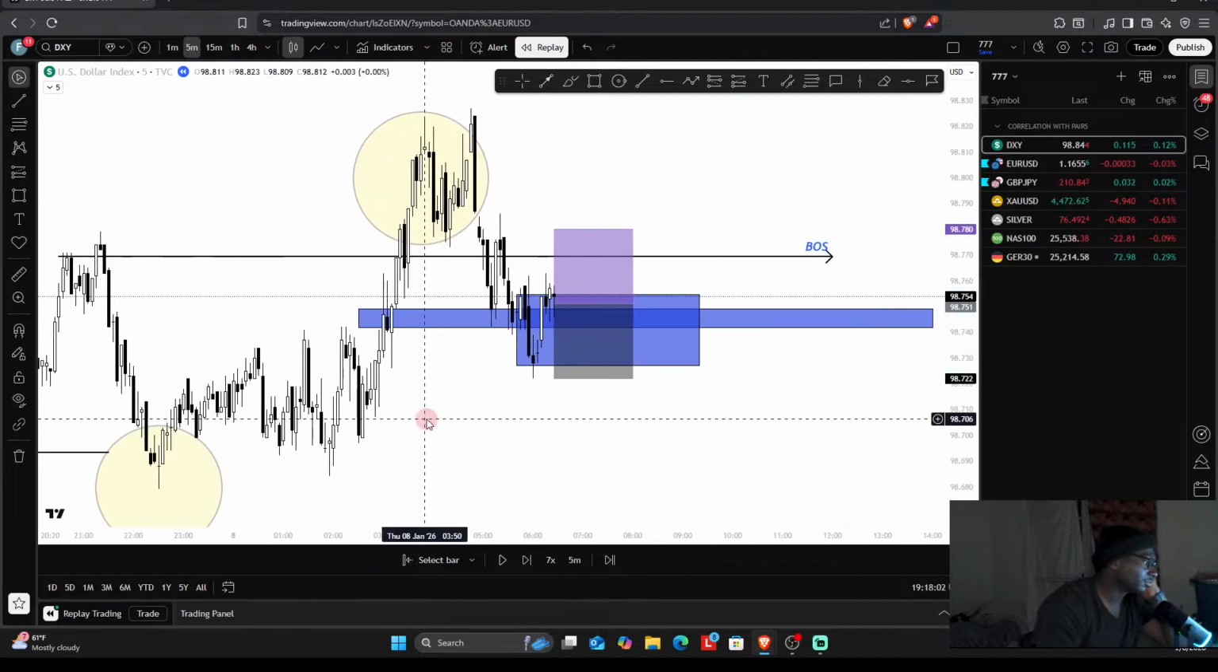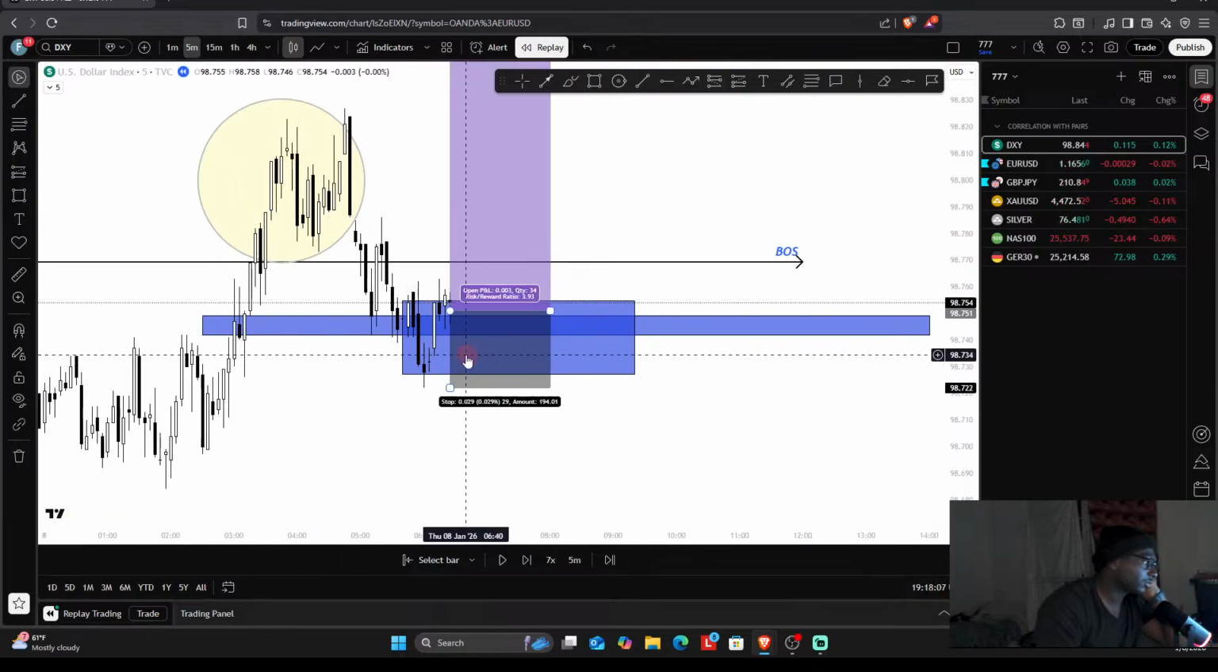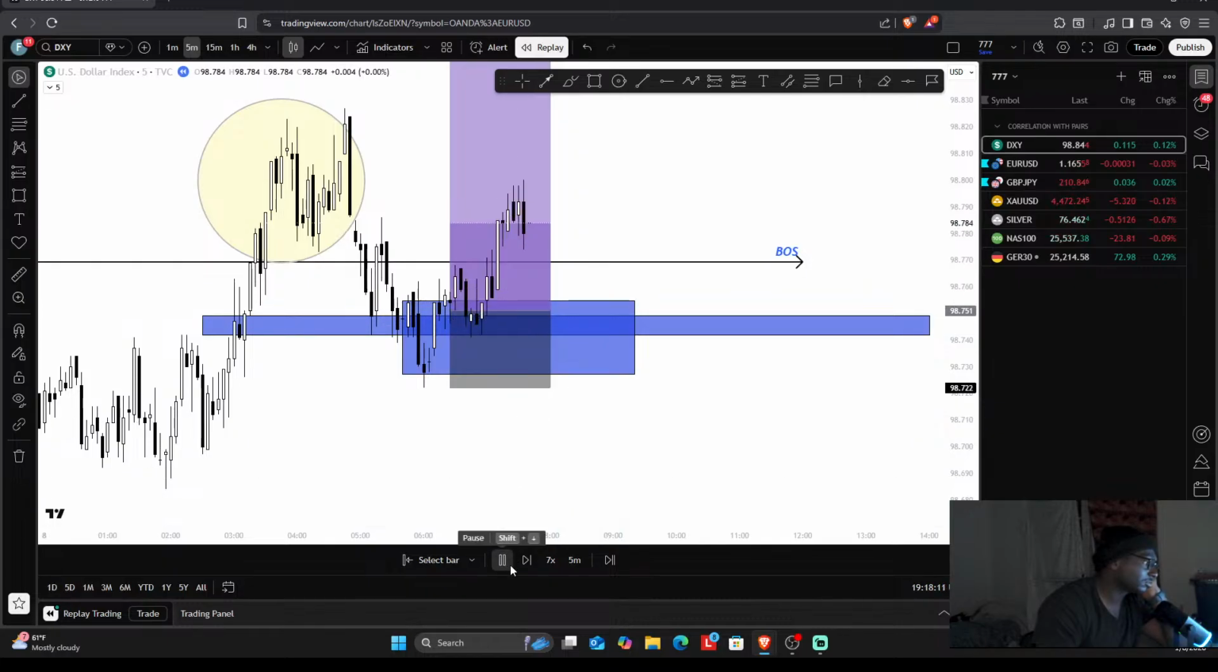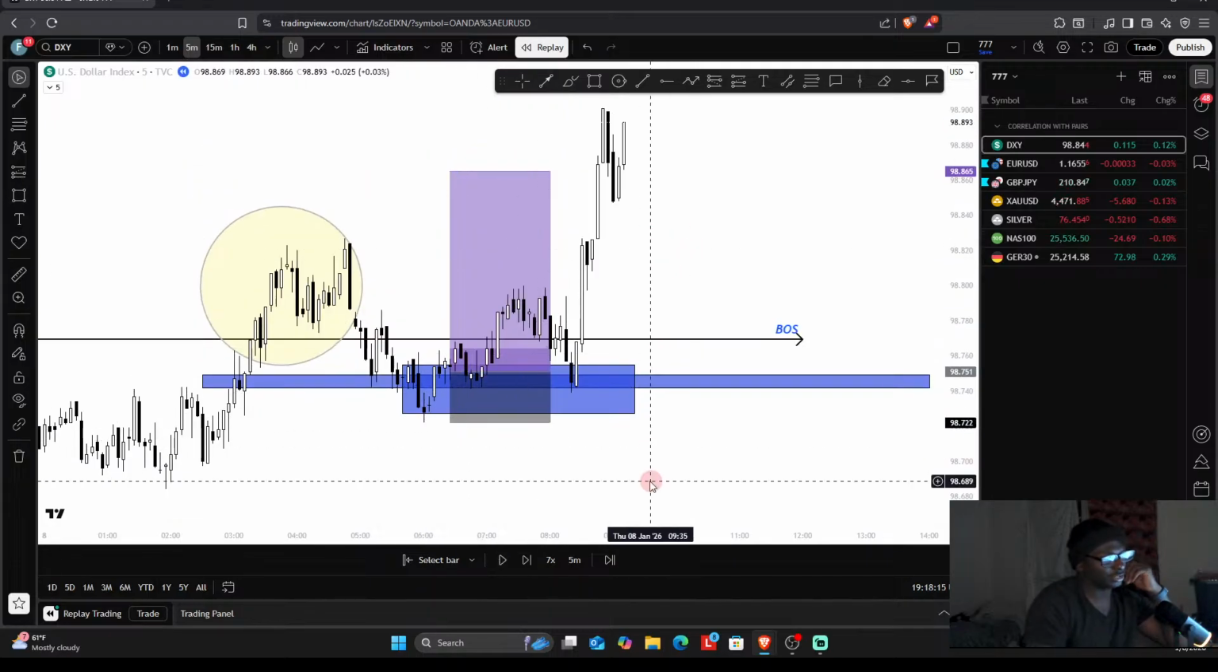Boom. And there, that's where you switch directions and from there. But I'm not sure if this is going to play out or not, but let's see. And price just blasts it up. Okay.